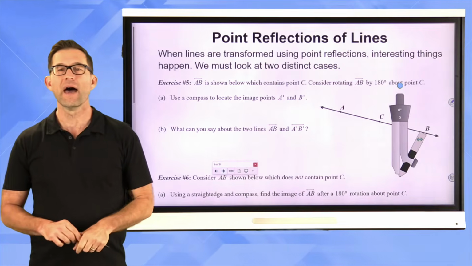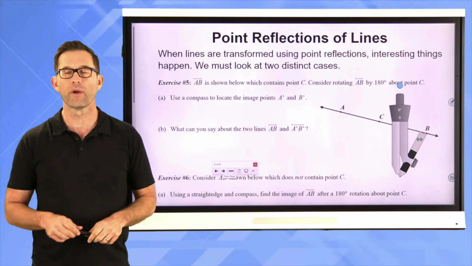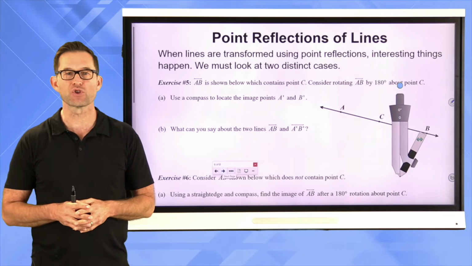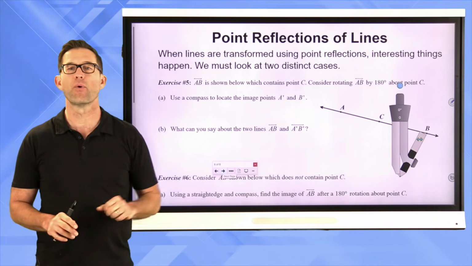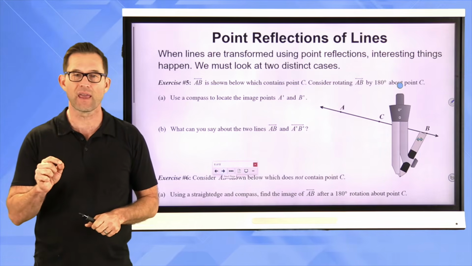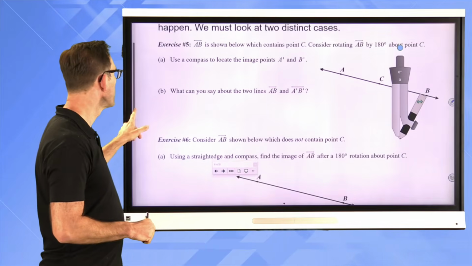All right. Now, there's a few more issues that we have to look at with point reflection, specifically what happens when we do a point reflection on an entire line, okay? When lines are transformed using point reflections, interesting things happen, and we have to look at two distinct cases, and these are going to be very important moving forward. So let's kind of take a look at them one at a time.